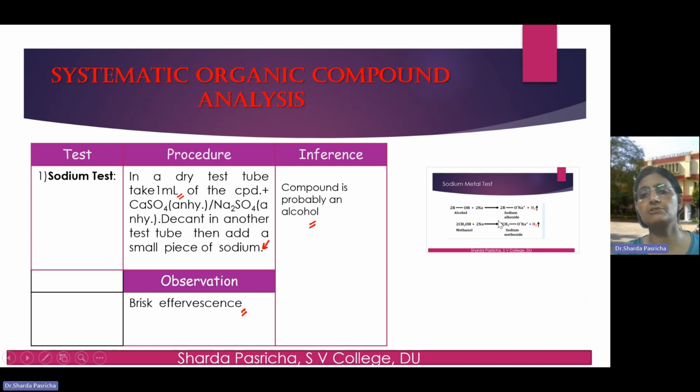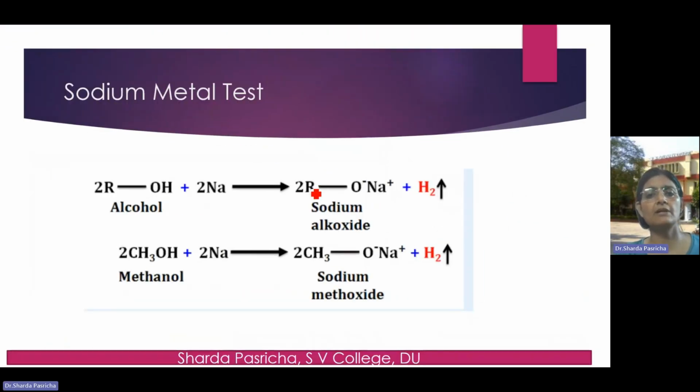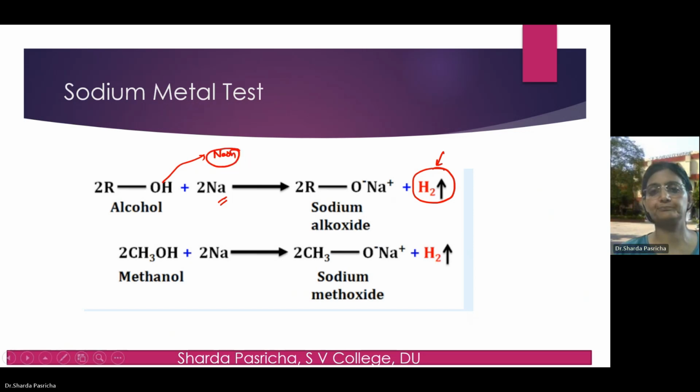Let us see the chemistry of the test. Alcohol is very weakly acidic. Again, this reaction will be given only by primary alcohol. The secondary and tertiary alcohols are not acidic at all. When you react it with sodium metal, it is able to pull out the proton, releasing hydrogen gas, which gives you the brisk effervescence.